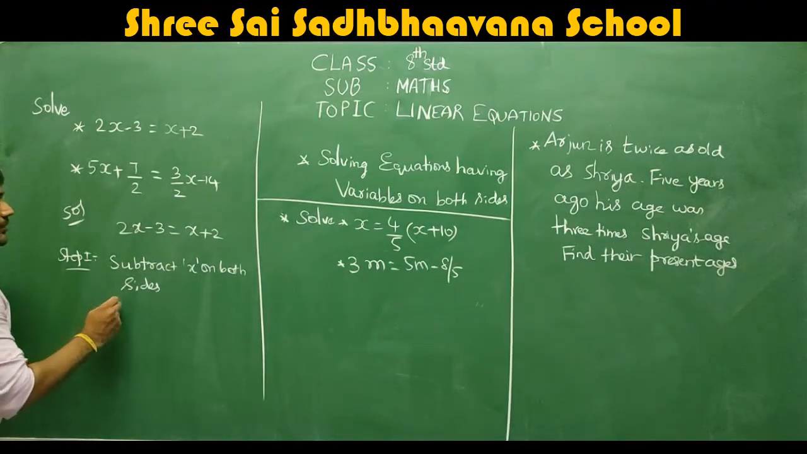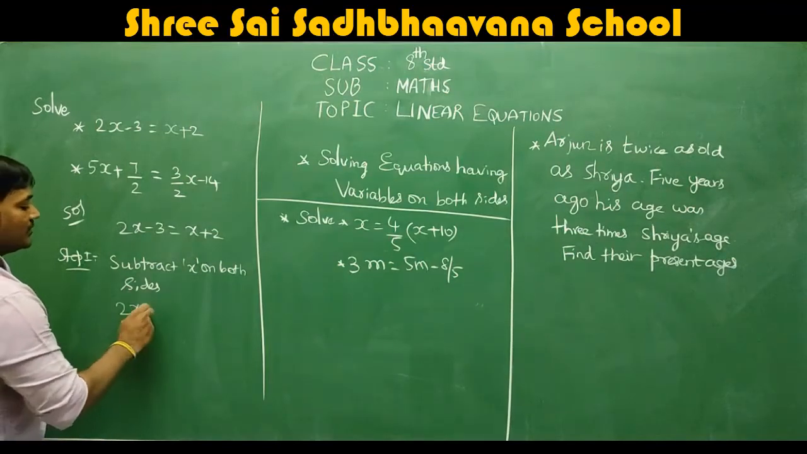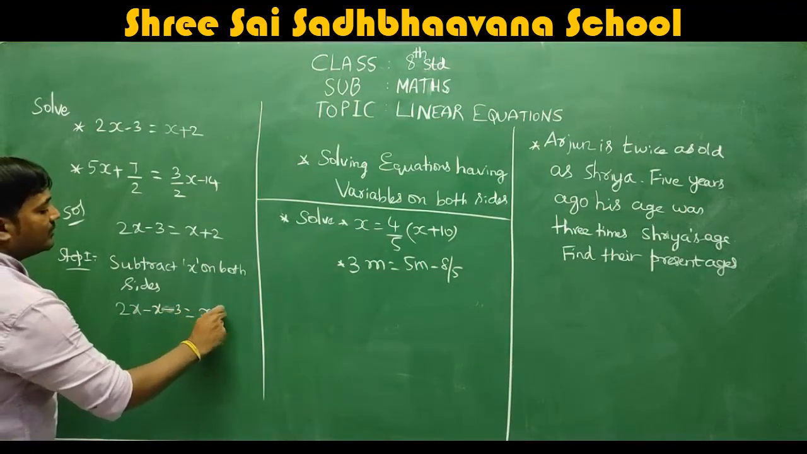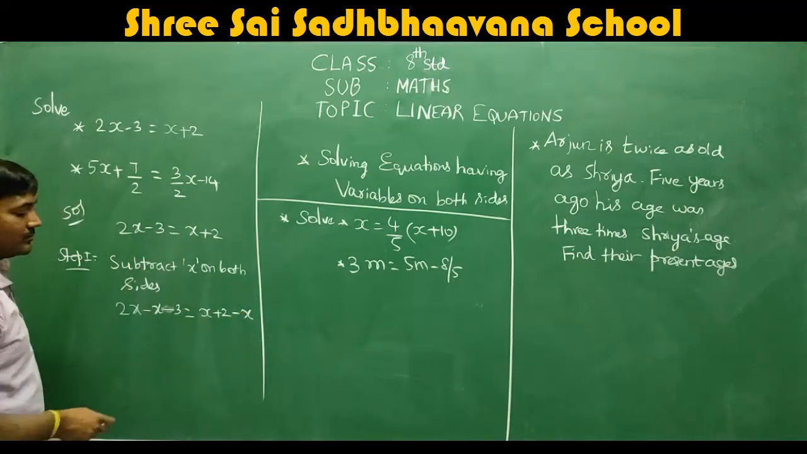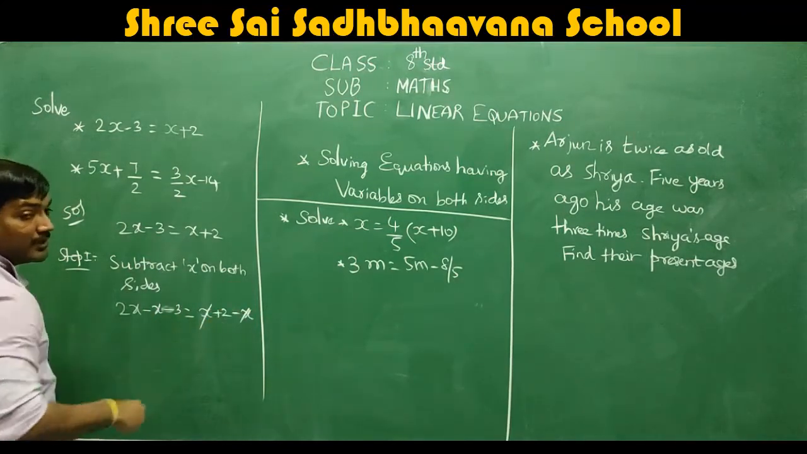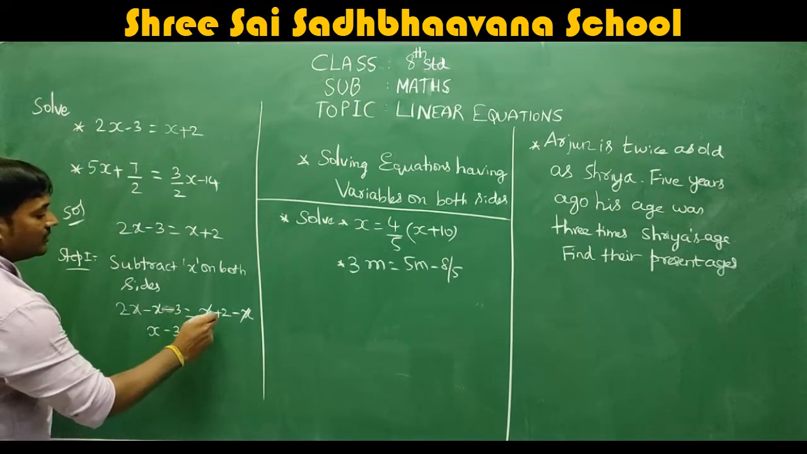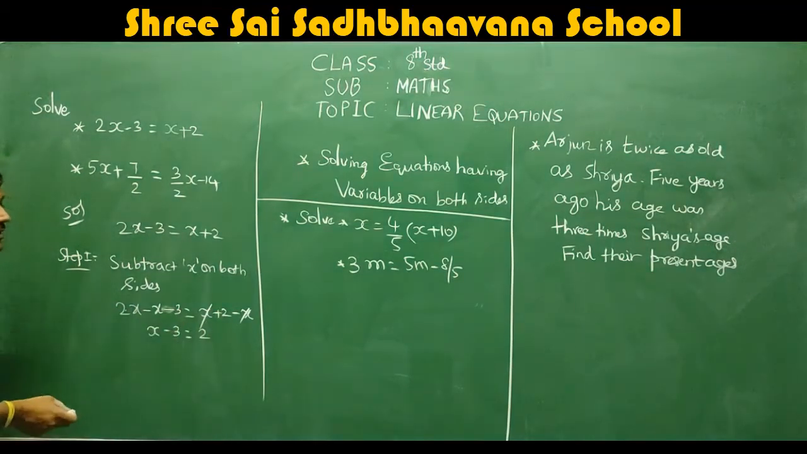Last kind of equations we are going to change it. So when we subtract, what happens? 2x minus x and retain minus 3, and x plus 2 minus x. So x will get cancelled, 2x minus x is x, so x minus 3 is equal to 2.